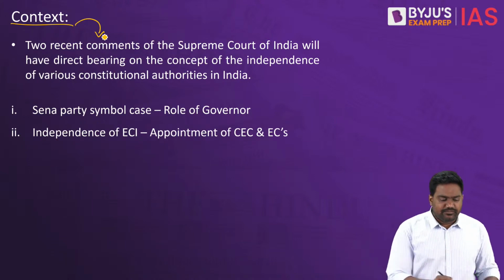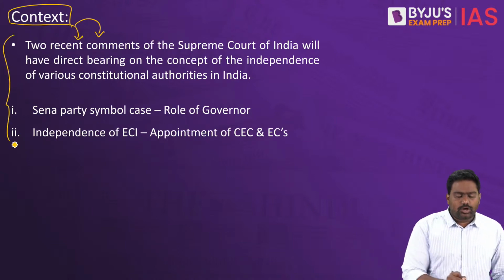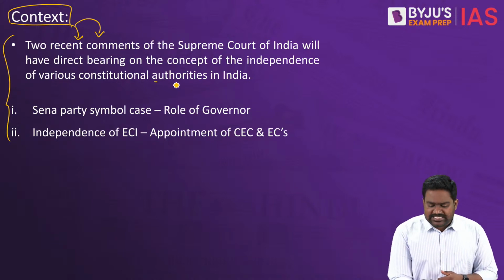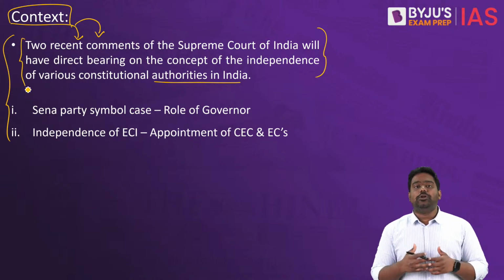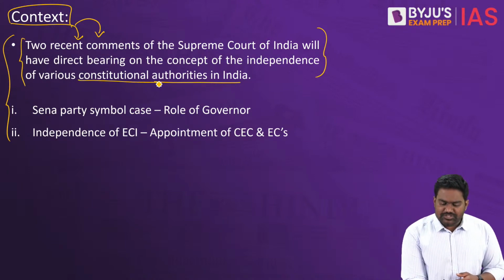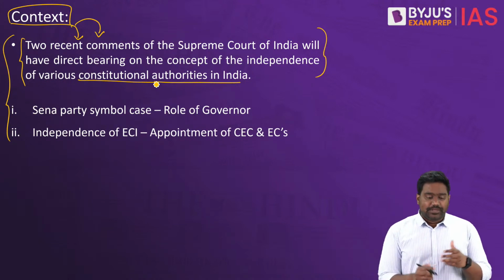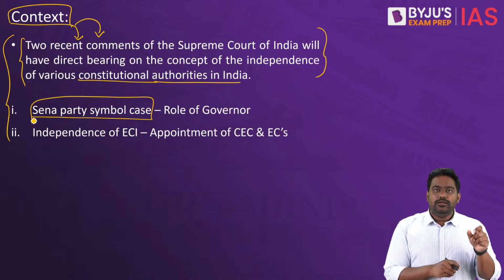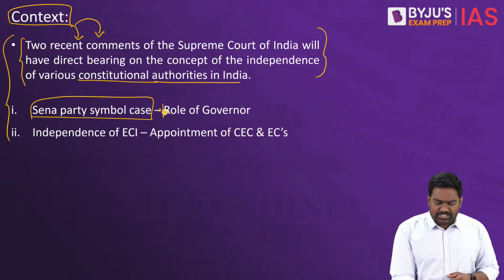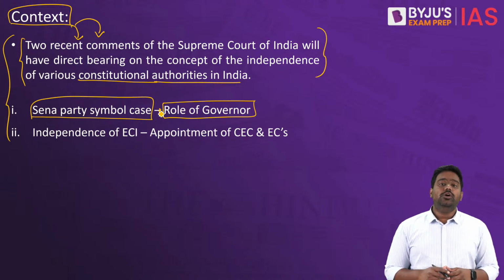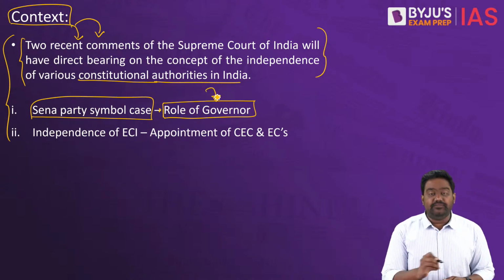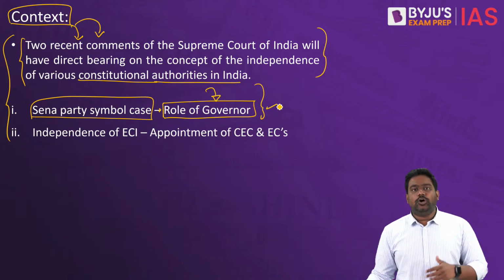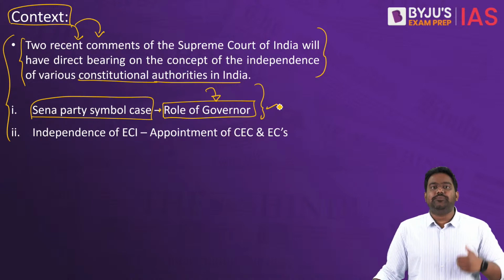But if you look at the context in which the writer is arguing, it is based on two recent observations and important judgments by the Supreme Court. Recently, the Supreme Court of India has stressed upon the independence and autonomy of important constitutional authorities. For example, in the Shiv Sena party symbol case, where there was a split in the party and the role of the governor was under question, the Supreme Court was highly critical of the role of the governor in Maharashtra's state politics. The Supreme Court observed that of late governors are increasingly getting involved in state politics.